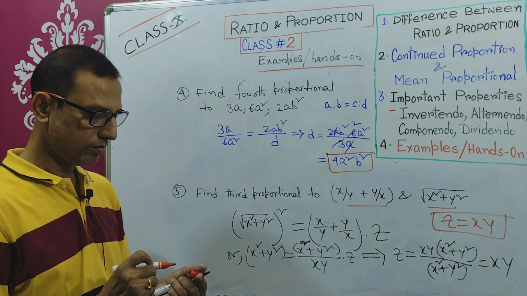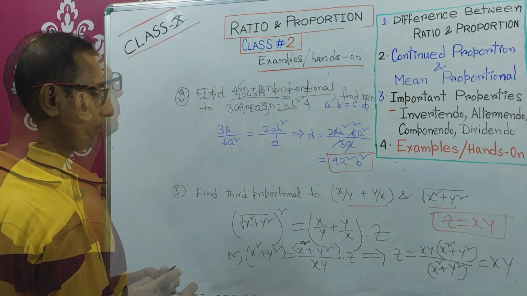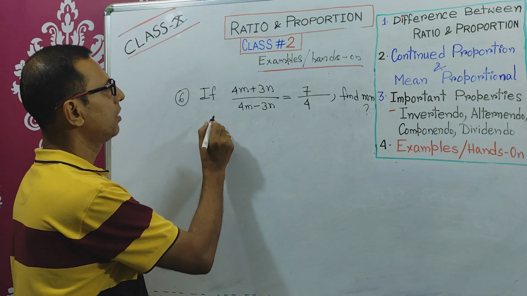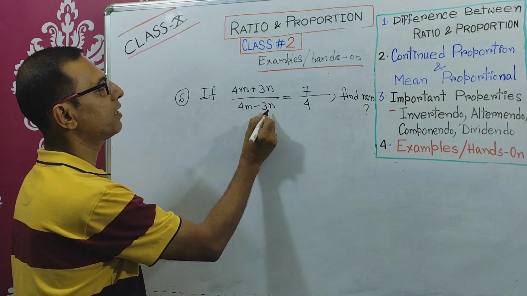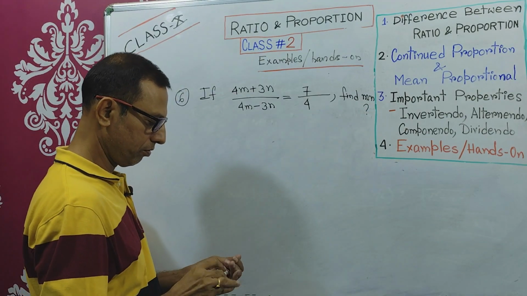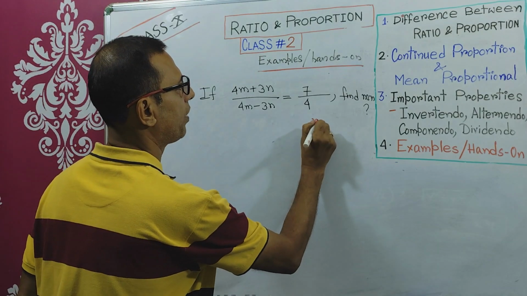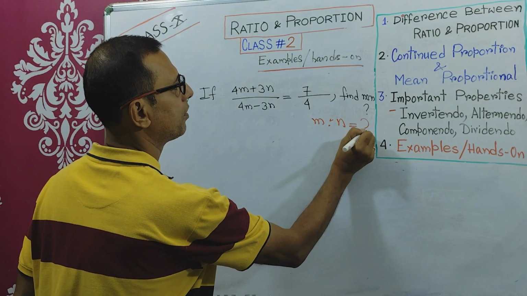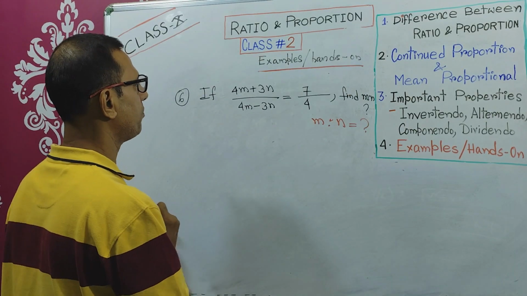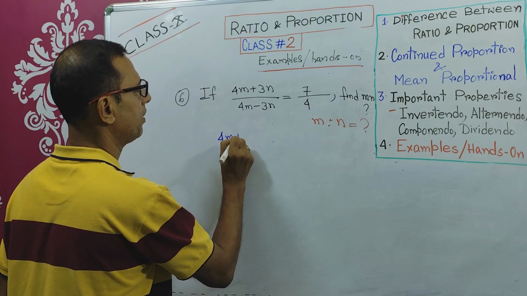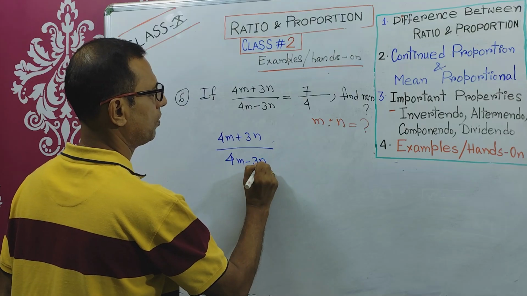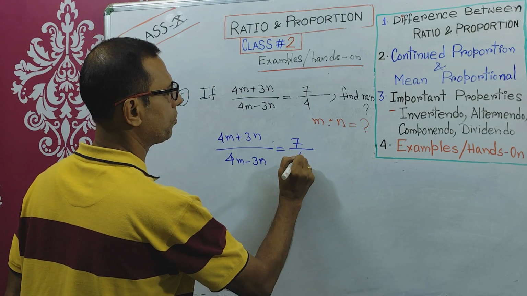Very simple, right? Okay. Another example: if 4m plus 3n by 4m minus 3n equals 7 by 4, find m is to n. What is given? Given 4m plus 3n by 4m minus 3n equals 7 is to 4, 7 by 4.